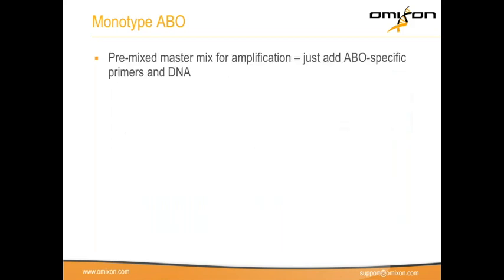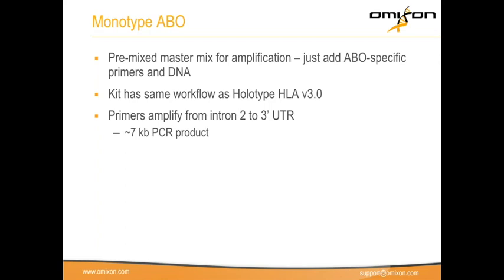The kit uses pre-mixed master mixes for amplifications, so you just need to add your ABO-specific primers and DNA, and you're ready to go. The kit uses the same workflow as Holotype HLA version 3, for those of you that are familiar with the workflow, and I will mention it briefly in the next slide. This is very convenient because it requires less training and QC for the laboratory. The primers amplify from intron 2 to the 3' UTR, resulting in a 7 kb PCR product.